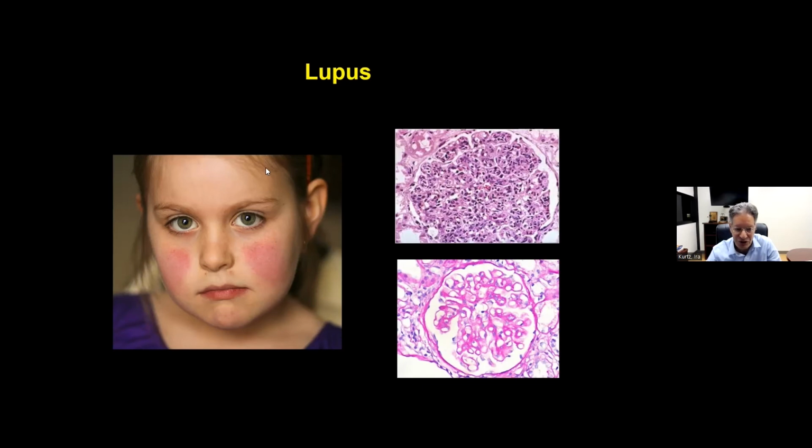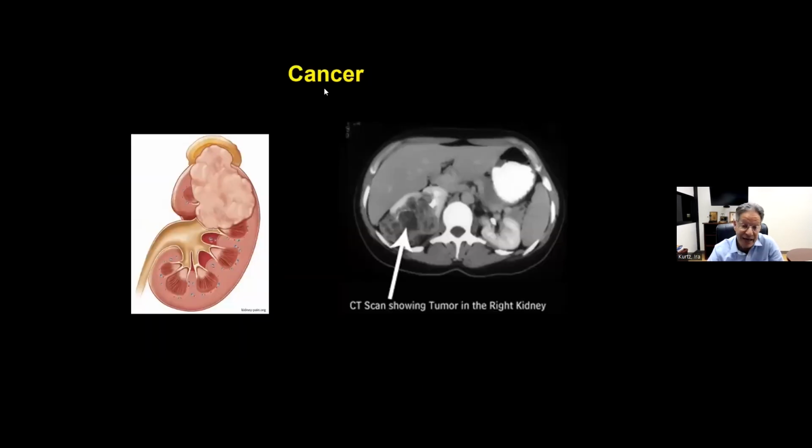They can get what's called alopecia, lose their hair. They can get inflammation in the brain, the heart, everywhere in the body, really. So it's a multi-organ problem, but the kidneys are one of the organs that gets affected. And we can get cancer in the kidney like any organ.